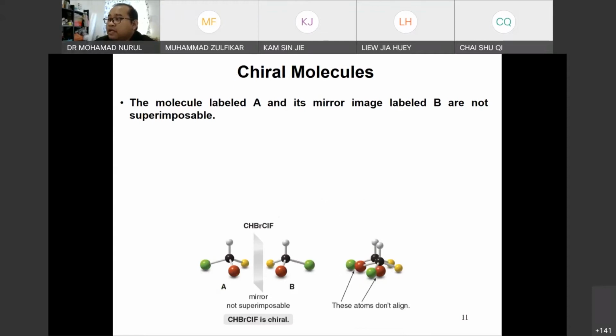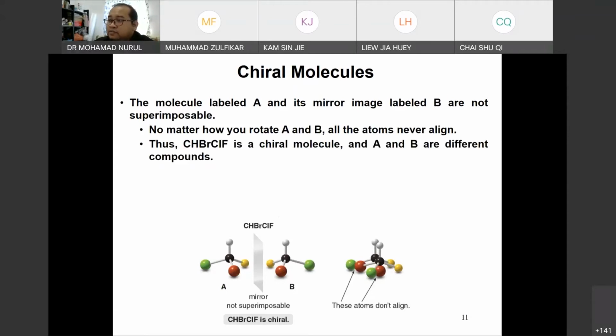So a molecule labeled A and its mirror image labeled B are not superimposable. No matter how you rotate A and B, all atoms never align. So that's CH2BrClF. I think this compound does not exist in the real world, but this is an example that we use to make sure everybody understands. So it's a chiral molecule, and A and B are different compounds. A and B we can name stereoisomers. Specifically, they are enantiomers.